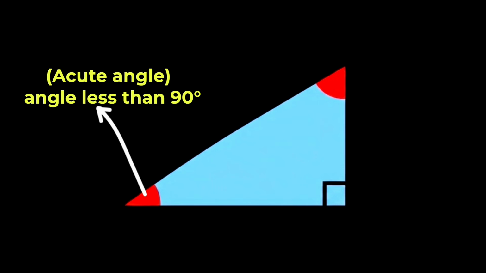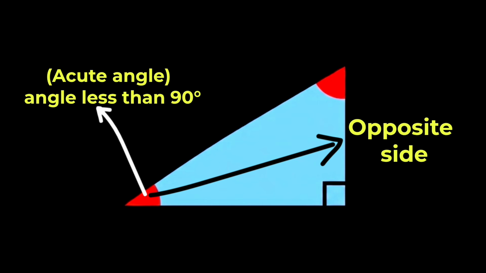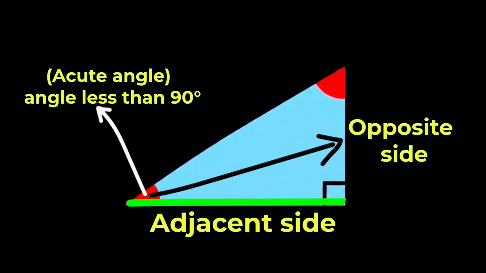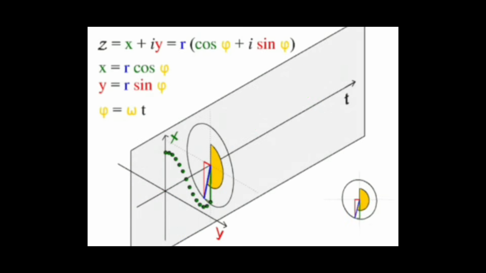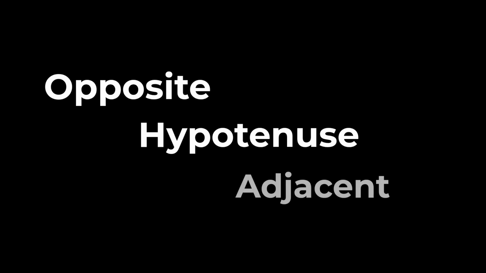Now pick one acute angle. The side across from that angle is called the opposite side. The side touching that angle, except the hypotenuse, is called the adjacent side. The longest side remains the hypotenuse. Every trigonometric function comes from only these three sides.